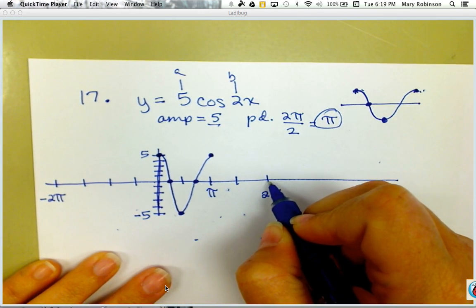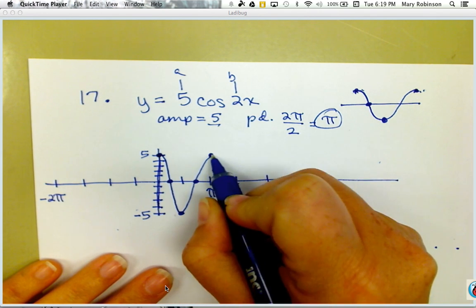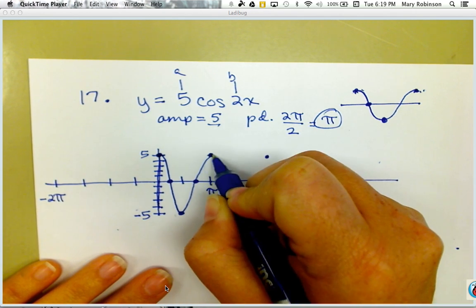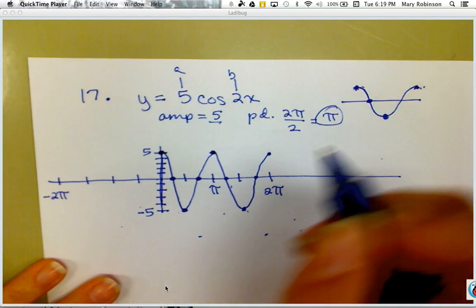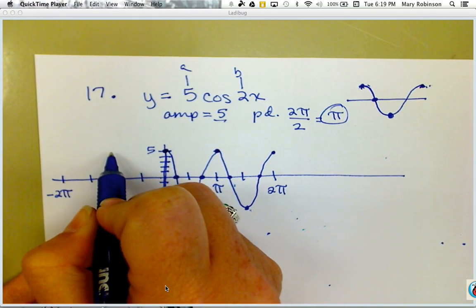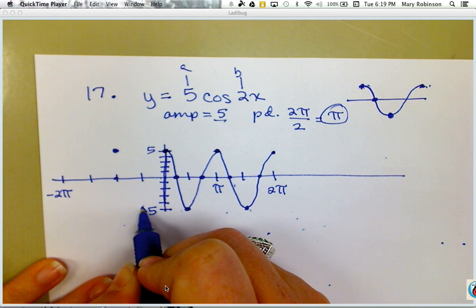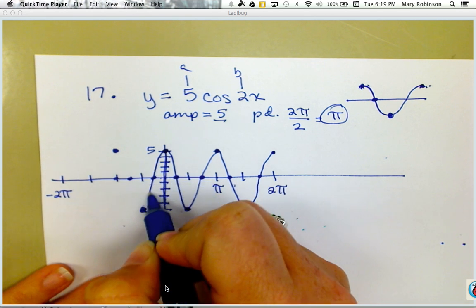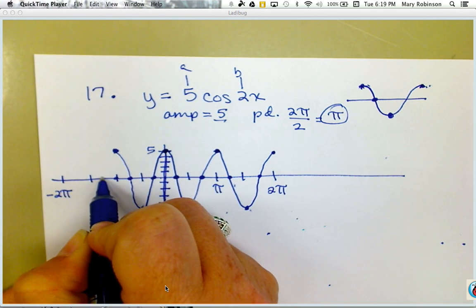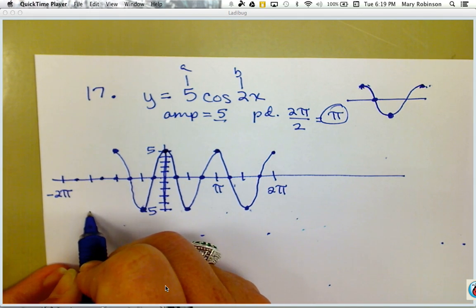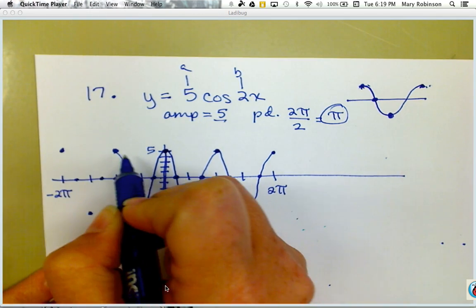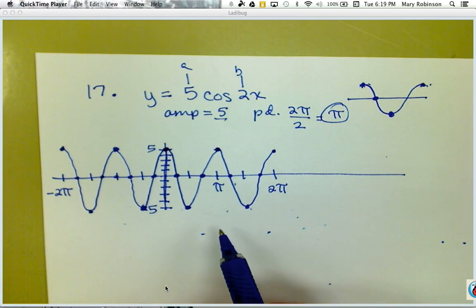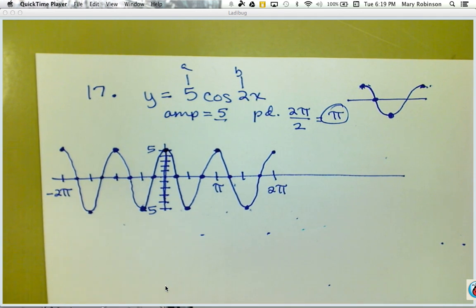And then because I need to extend it to 2 pi, I need to repeat. So this would be my starting point, my end point, my midpoint, zeros, and repeat. Do the same for the opposite side here. My max up here, min down here at negative 5, zeros halfway between, and then repeat the process at negative 2 pi, 5. And there is my cosine function graphed on the interval from negative 2 pi to positive 2 pi.